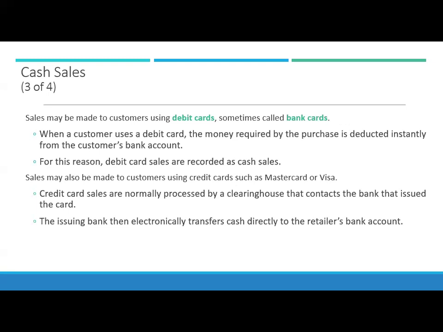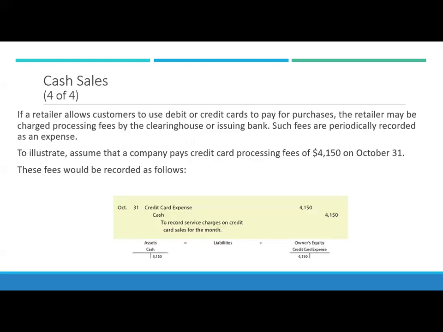A lot of times customers are purchasing goods with debit cards and credit cards. Those are recorded as cash sales at the time because the cash essentially goes to the retailer's account at the credit card company directly, like instantaneously. And then those card companies don't do it for free. They're charging a fee, generally anywhere from 1 to 3% of the transaction, and that's recorded as an expense.